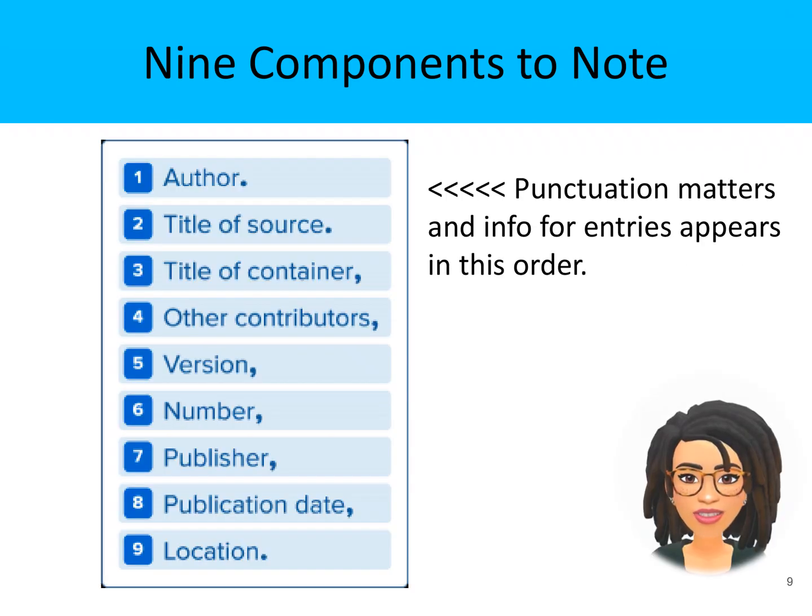Here are the 9 elements in order from top to bottom. And remember that punctuation matters. So whenever you're looking at a source, the first thing you do is put the author's name, last name, comma first, followed by a period, then the title of the source, followed by a period, the title of the container, more on that coming up, other contributors, etc. Okay, so follow this order and this punctuation style, and you can't go wrong.